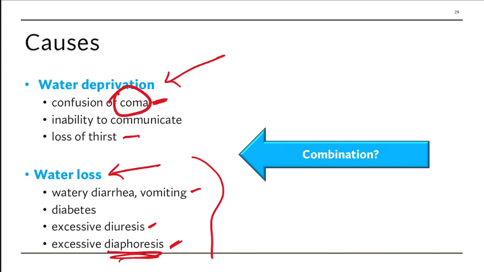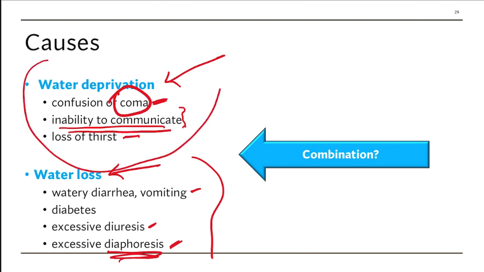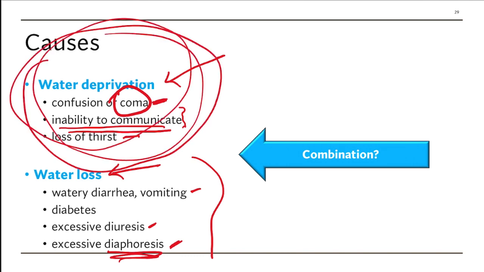And then inability to communicate. This is kind of self-explanatory, right? You have people who are unable to tell you when they're thirsty, and so they don't get enough water. So that's one way. We don't get enough water into our system.